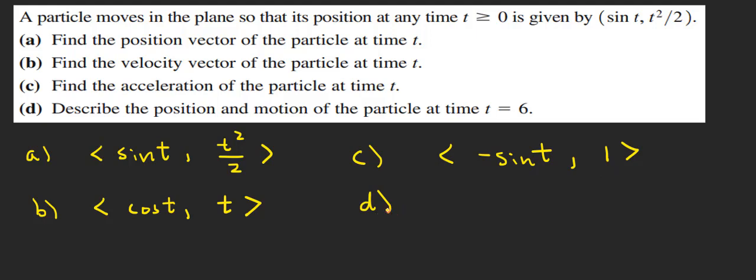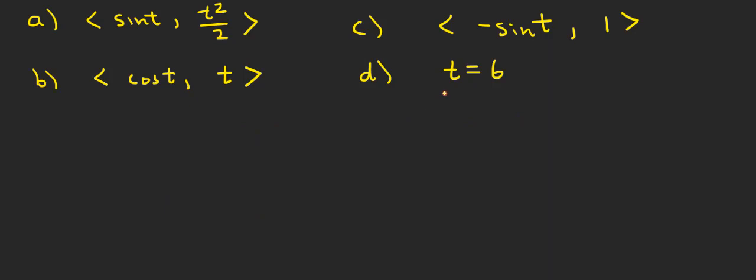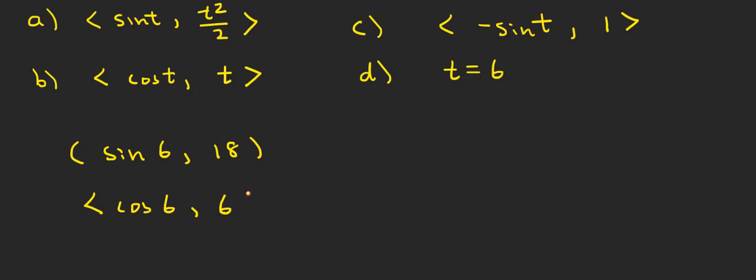Now part D says describe the position and motion of the particle at time t equals 6. So based on what we found, at t equals 6, the position of the particle will be sine of 6, comma, 36 over 2, which is 18. Velocity will be cosine of 6, comma, 6. And the acceleration will be negative sine of 6 and 1.